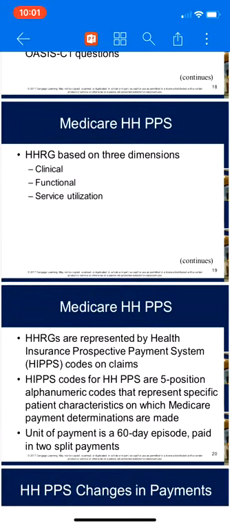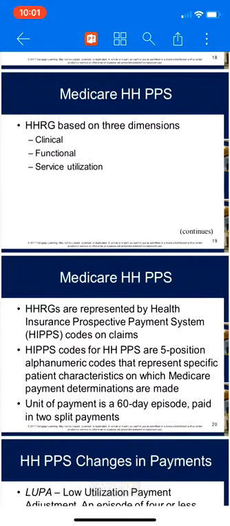And then there are outliers. An outlier occurs when the provision of care to a patient results in unusually high cost to the home care agency. Payment adjustments are made for a portion of the cost above the set threshold.